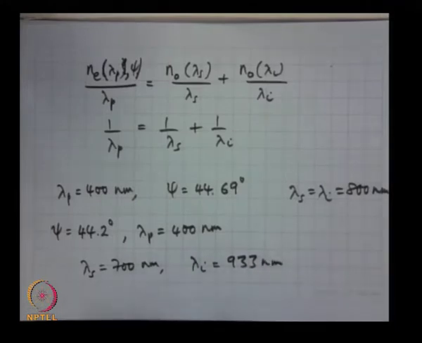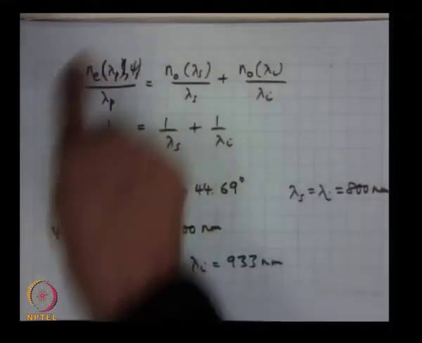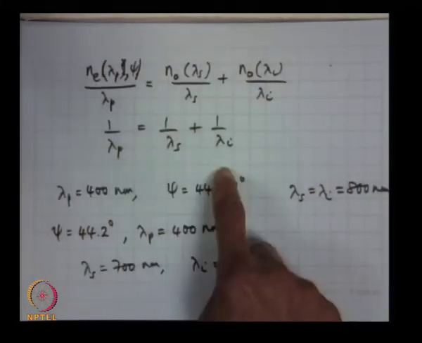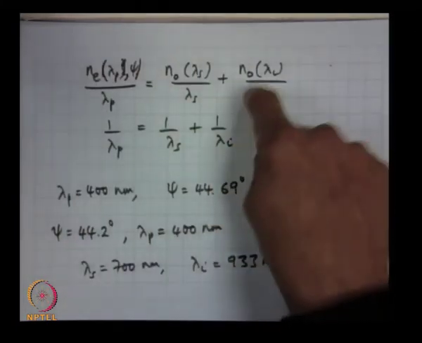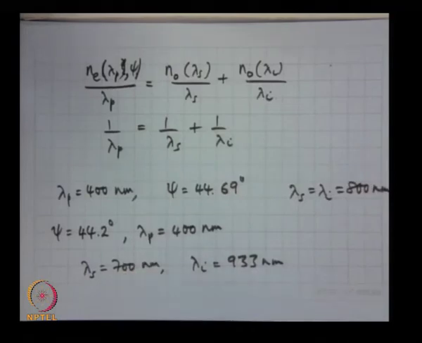These are approximate, in the sense that there may be some additional decimal places, but this is just to give you an idea that if I choose my angle of propagation as 44.2 degrees instead of 44.69, and I launch the same pump wavelength of 400 nanometers, the pair of signal and idler wavelengths which satisfy these two equations simultaneously, the energy conservation and momentum conservation equations, is another pair of lambda s, lambda I.